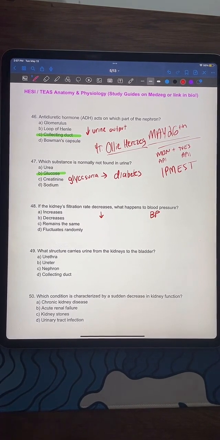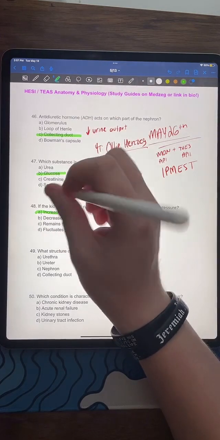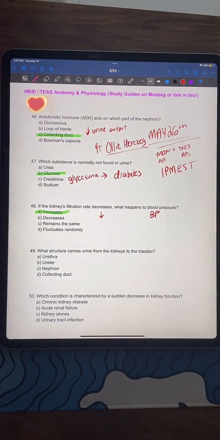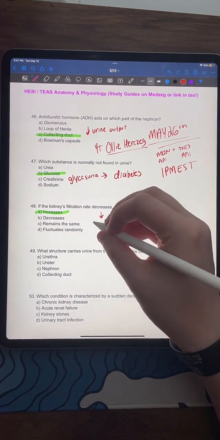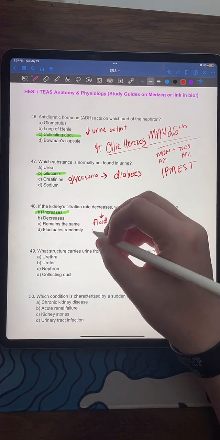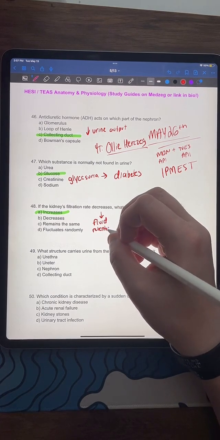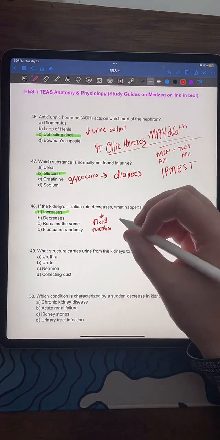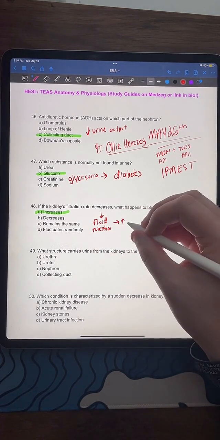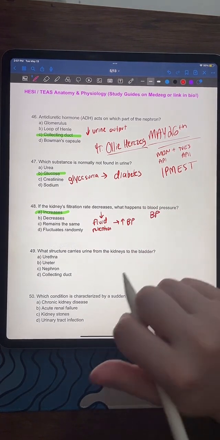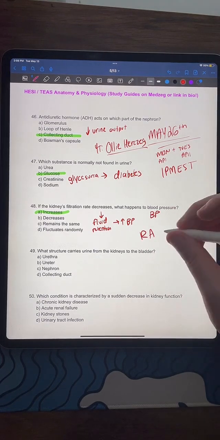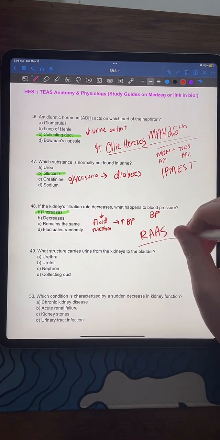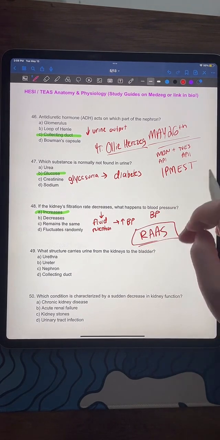Fantastic. It would be A. It would be increases. So a reduced filtration rate would lead to fluid retention, and this would cause increased blood pressure due to the activation of the renin, angiotensin, aldosterone system, the RAAS.